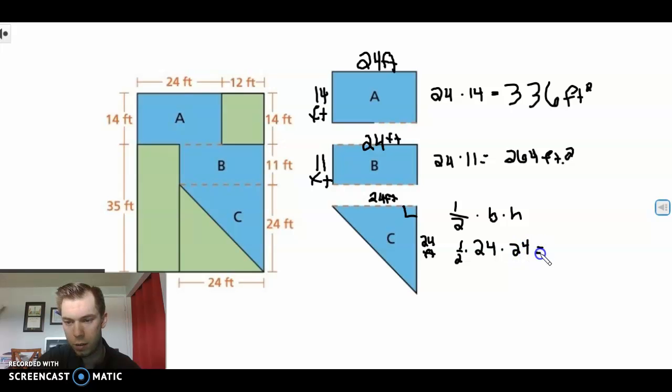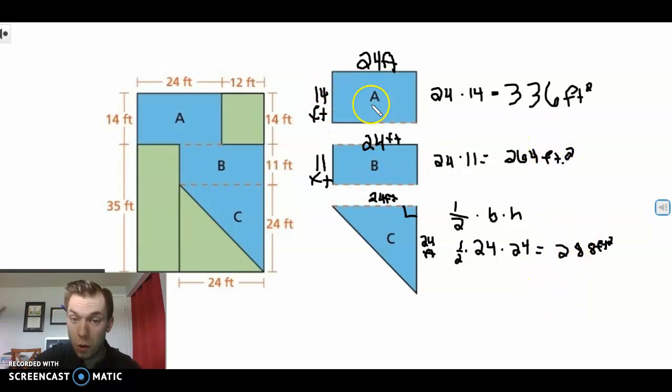And when we do that, we get 288. Let's see if I can get my 8s. That's much better 8 there. Okay, 288 feet squared. I've been practicing, and it doesn't show, guys.